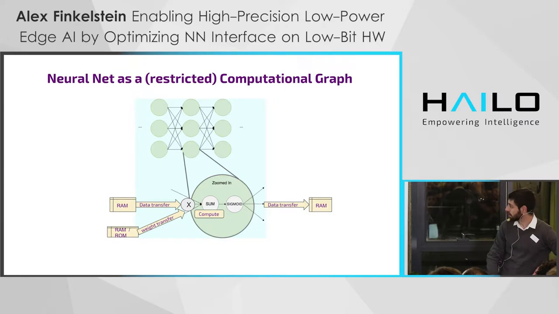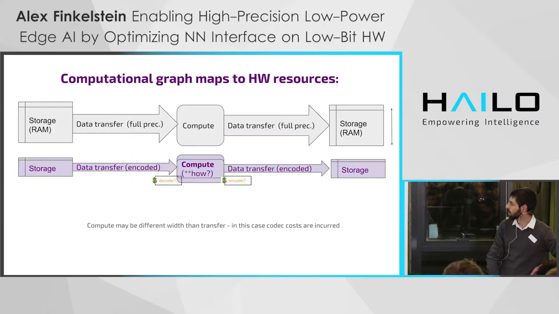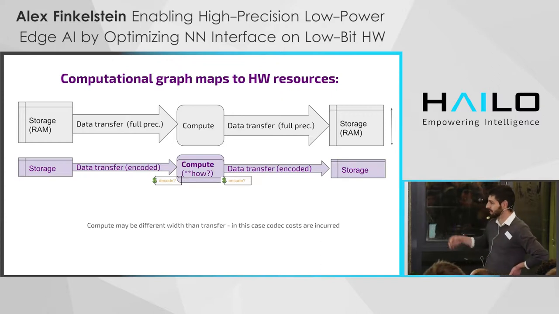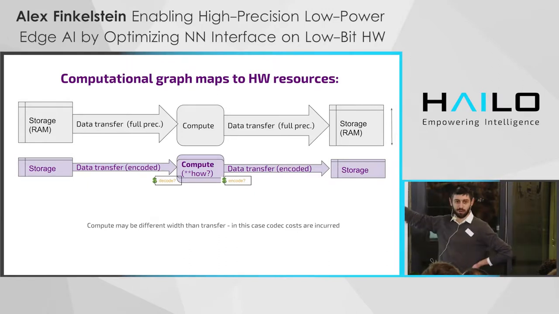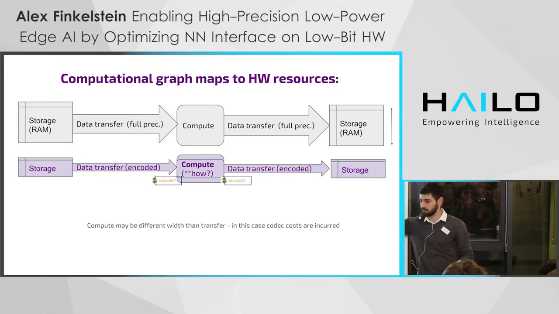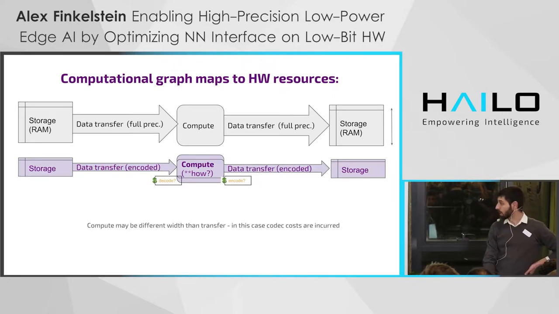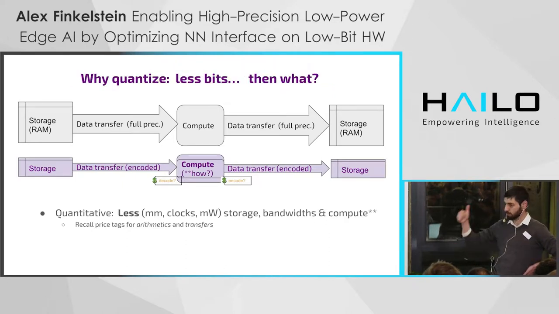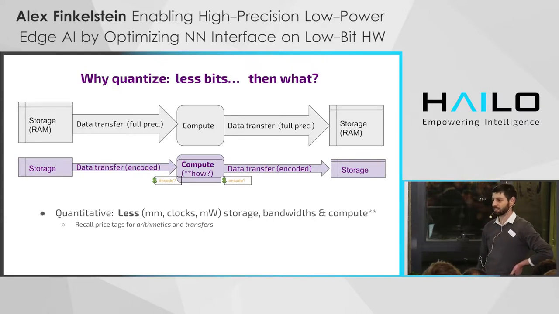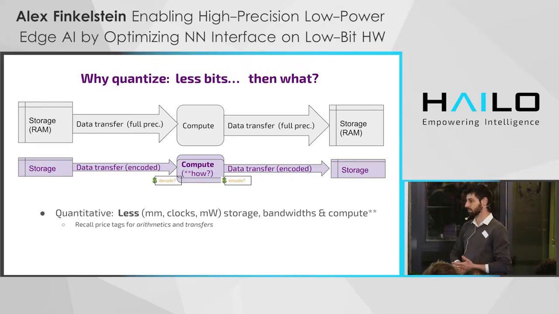So in this framework of thought, we can see easily the advantage of going to low bits. Of course, everything in the pipeline becomes slimmer, have less bits, so you have less transfers, less storage, and less compute, which is so flexible, it doesn't have to be exactly the same encoding. If you remember the price tags, it reduces the price tag in terms of both silicon, if you design new hardware, and in any case, in terms of the power.